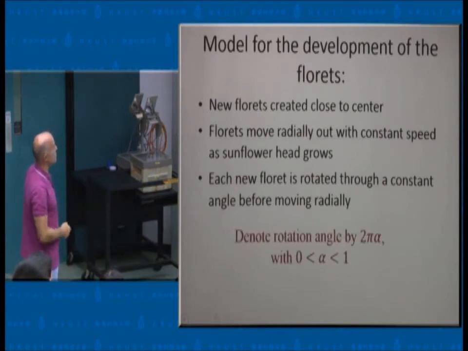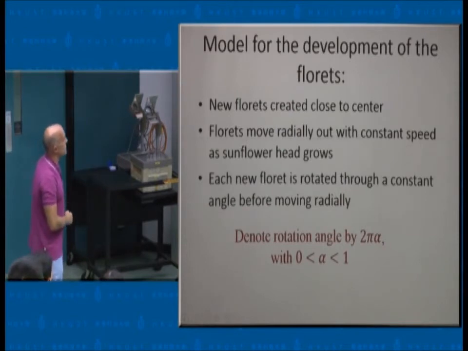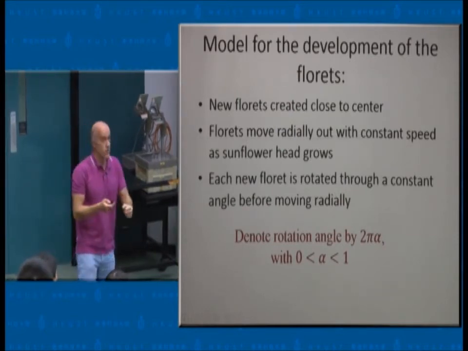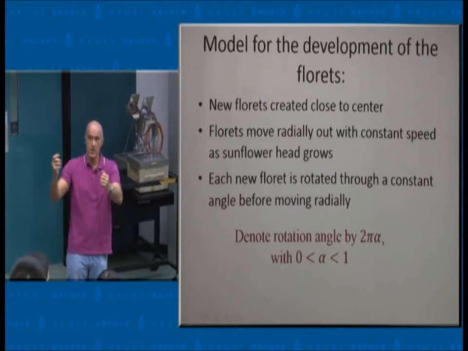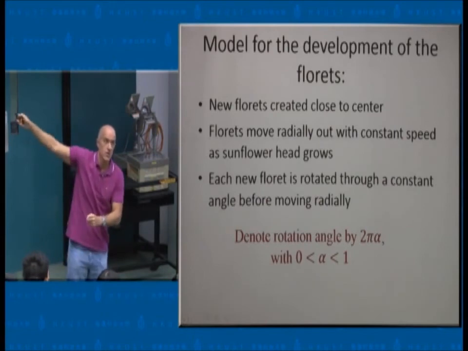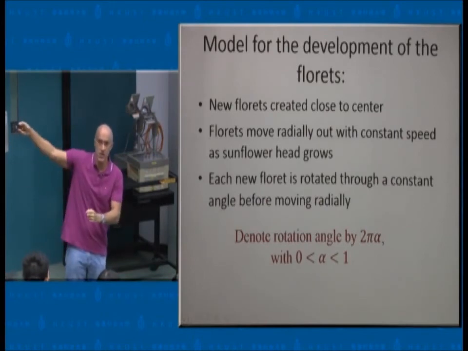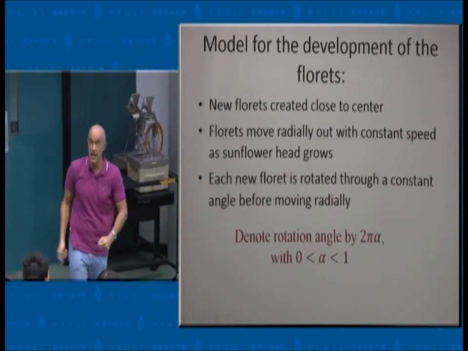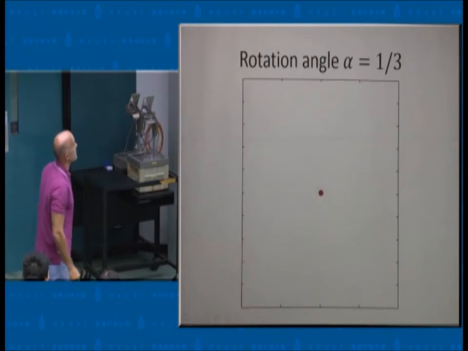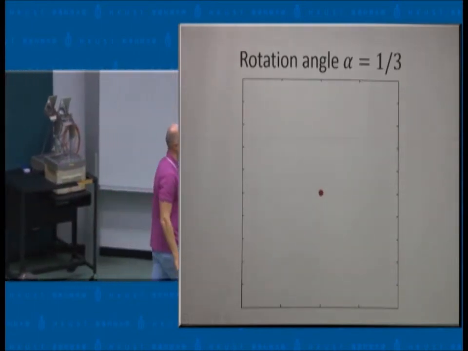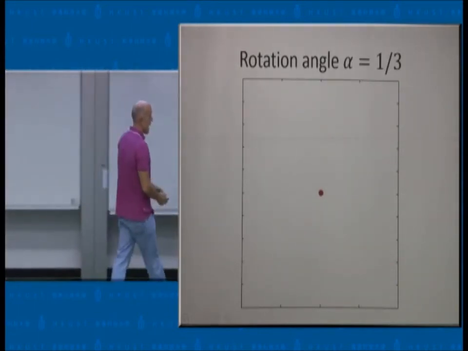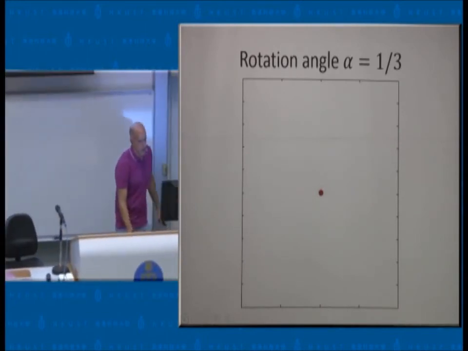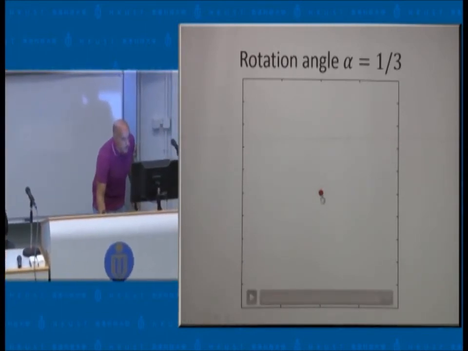Let's denote the angle by 2 pi alpha. So alpha is between 0 and 1. Alpha equals 0 is no rotation. Alpha equals 1 is a rotation around the whole circle, which is actually no rotation, because you get back where you are. So you have intermediate rotation angles. Let's look at alpha equals 1/3. This is a MATLAB simulation of this model.